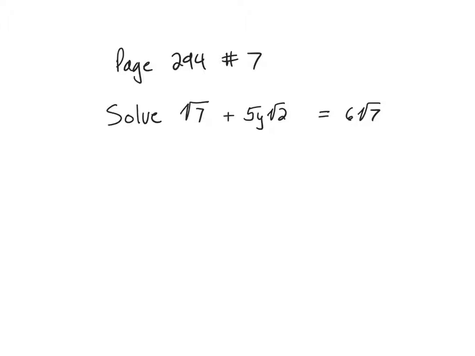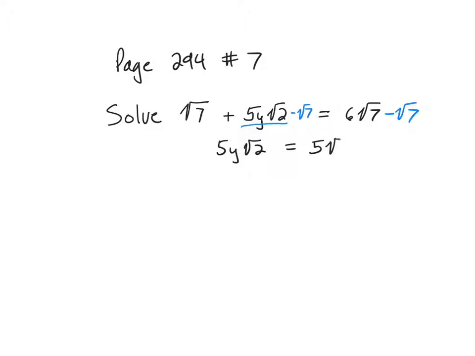Now we know when we work with linear equations, our job is to get the y term, which is this, all by itself. That tells me that I need to get rid of the radical 7. So to do that, I'm going to subtract radical 7 from both sides. On the left side, I've still got my 5y radical 2. On the right side, I've got 6 radical 7 minus 1 radical 7.